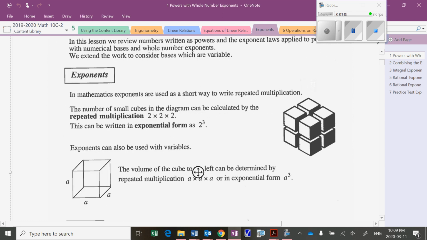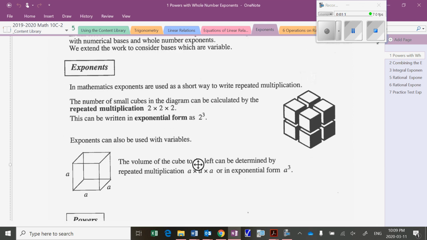So exponents, previously we've always talked about exponents as a kind of short form to show repeated multiplication. Specifically, we're looking at multiplying the same number by itself over and over again. So for example, we might have 2 times 2 times 2, which is also known as 2 cubed, and that is exponential form, or we might also say the expanded form is that repeated multiplication, 2 cubed.